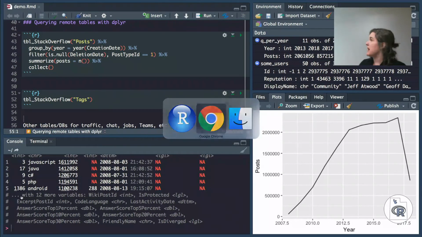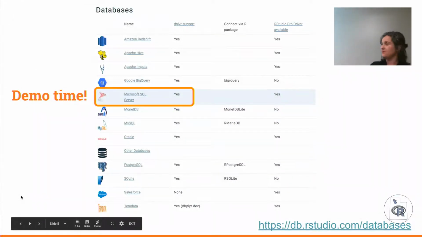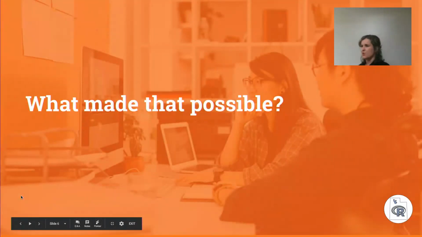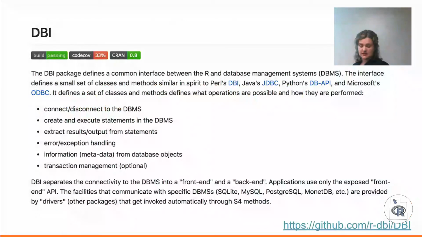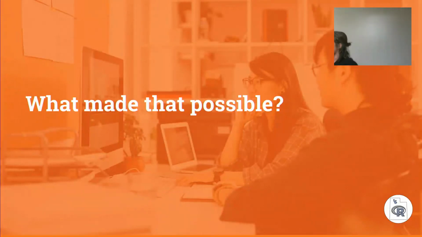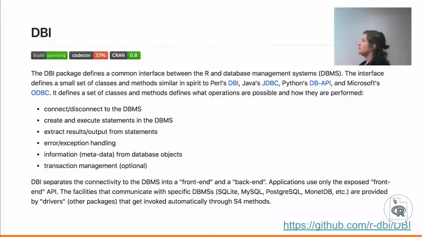So let's go back and talk about what we need to do. What made that workflow that I just did possible? It is a lot of layers, I'll be honest, but it's worth it to get it working at the end. So first, let's talk about the DBI package. The DBI package is a package that exists under the R DBI ecosystem.